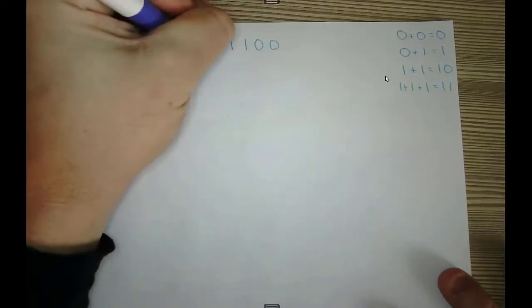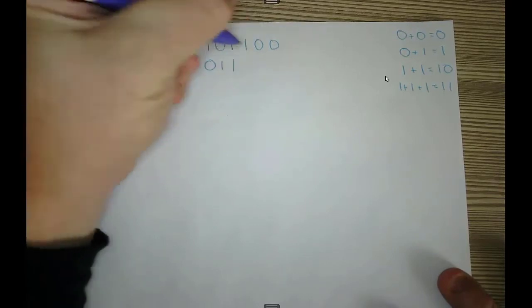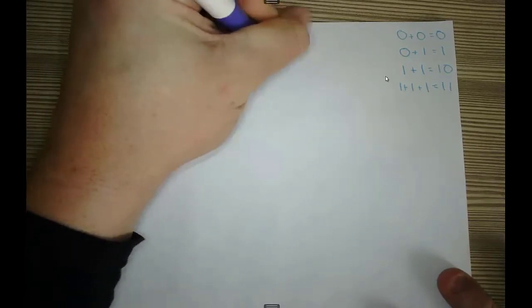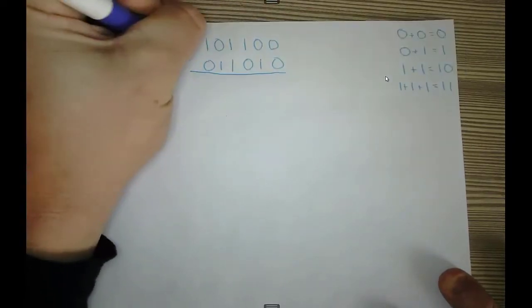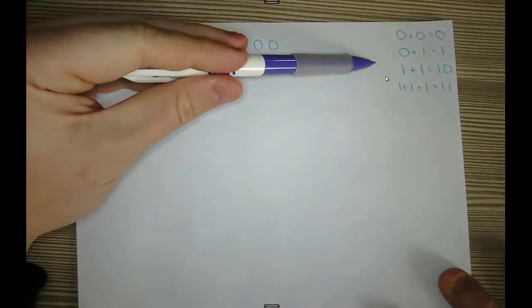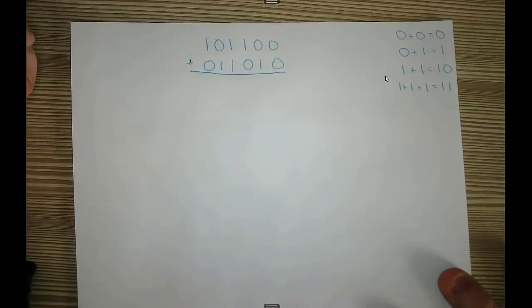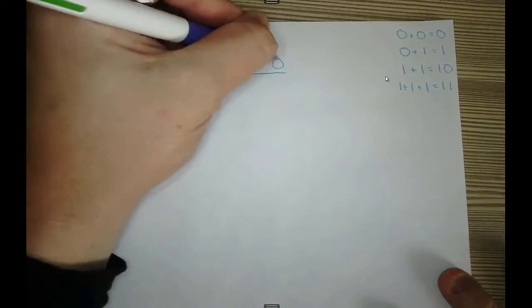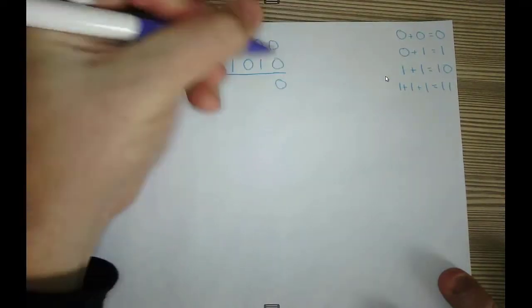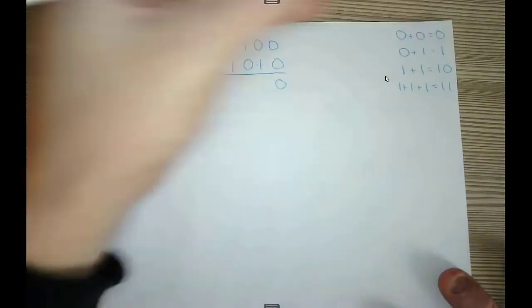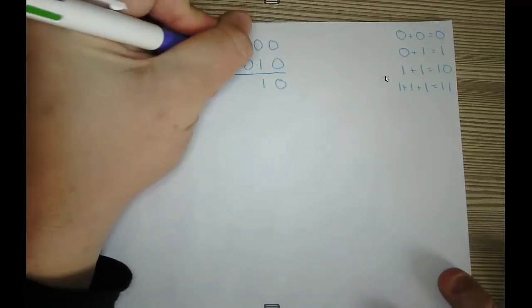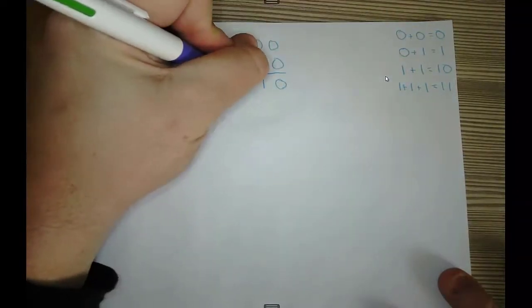101100 plus 011010. On the right hand side I've got the rules to help remind me how to do it. So 0 plus 0, using these rules, is 0. 0 plus 1 is 1. 1 plus 0 is the same as 0 plus 1, so that's a 1.